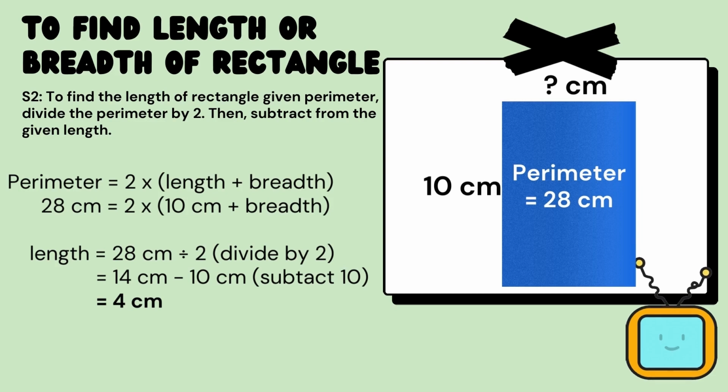So as I mentioned before, in order for you to find the length or breadth of a rectangle given the perimeter and the given length or breadth, what you need to do first, again, to find the length is look at the perimeter, which is 28 centimeter. What do we need to do first? Yes, you need to divide by 2 dulu. 28 divided by 2, which is 14 centimeter, and then minus the known length, which is 10 centimeter, which gives you 4 centimeter. Okay?